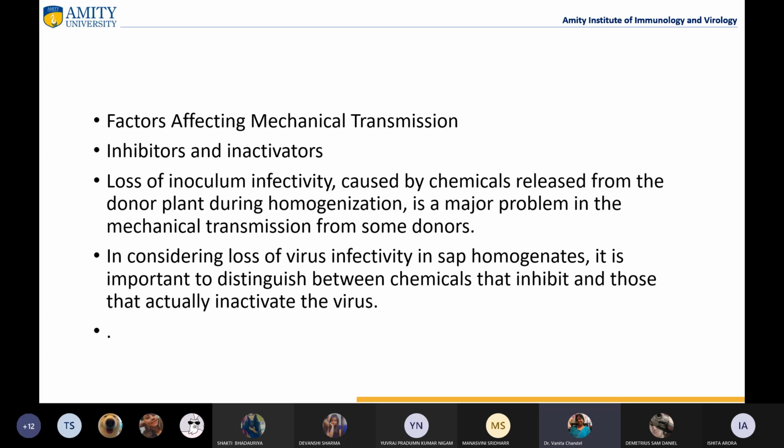So there are certain factors which affect the mechanical transmission. There are inhibitors and inactivators. So loss of inoculum activity, which is usually caused by the chemicals released from the donor plant during the homogenization, when the extraction is being done, is a major problem in the mechanical transmission from some of the donors. So in considering loss of virus infectivity in sap homogenates, it is important to distinguish between chemicals that inhibit and those that actually inactivate the virus.